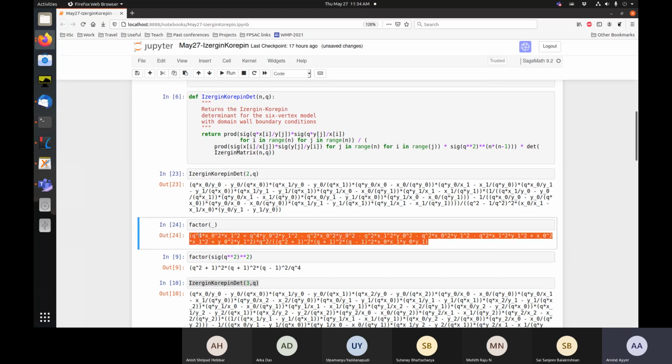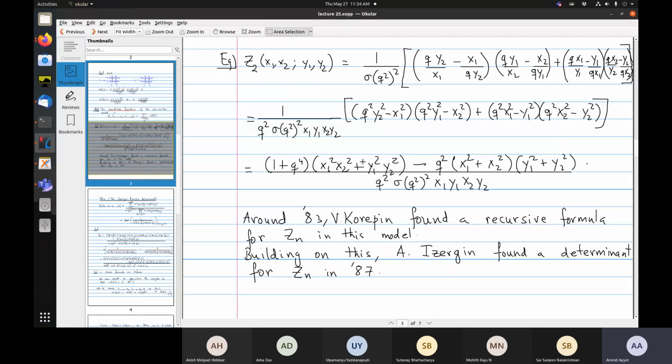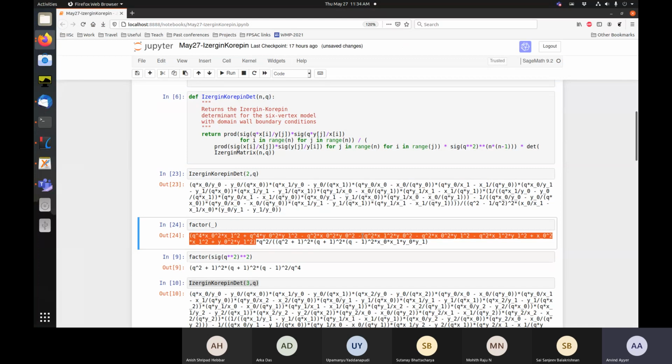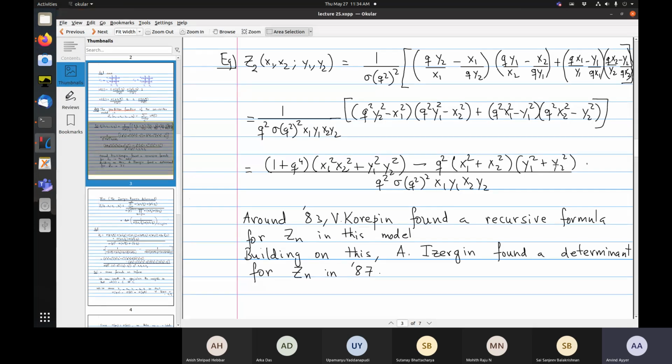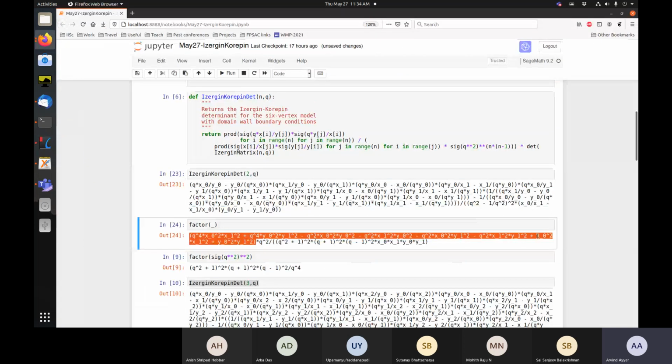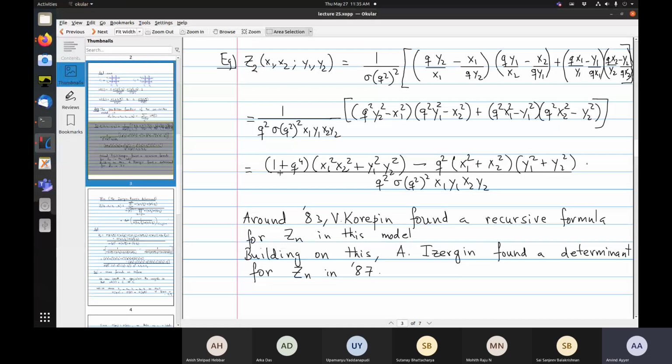So let's look at the numerator. So the numerator is this bit over here. So you see q to the 4 comes with x1 squared x2 squared plus y1 squared y2 squared. That's this. And then q squared comes with 4 terms: x1 squared y1 squared, x2 squared y1 squared, x1 squared y2 squared, and x2 squared y2 squared. So that's this product over here. And the last two terms are the same as the first two terms, omitting the factor of q to the 4, and that is 1 times this. Okay, so the numerator is all right.